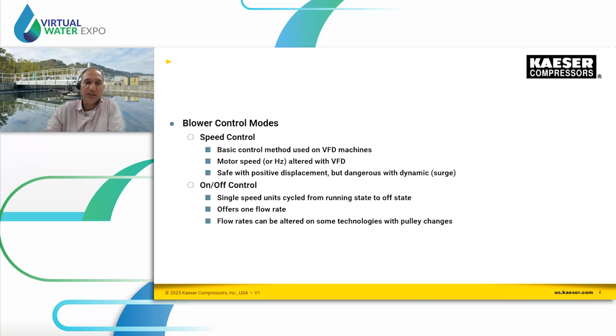And the last one is an oldie but goodie. You need air, you turn it on. You don't need air, you turn it off. And if you had demand where it changed seasonally, particularly on positive displacement machines, you could change pulleys by season to really drastically change your flow rates if need be.